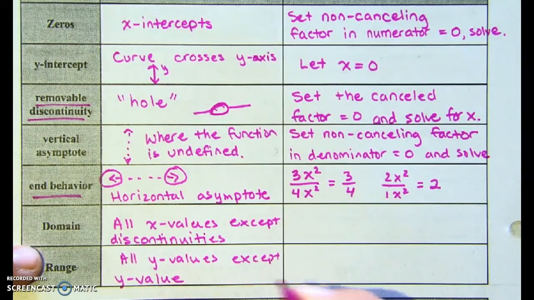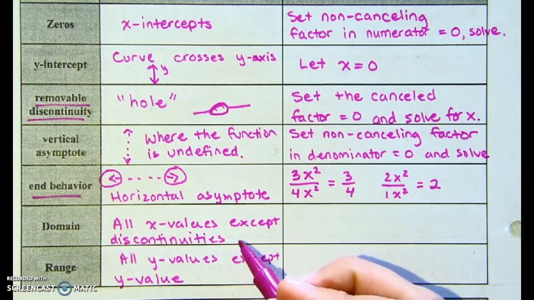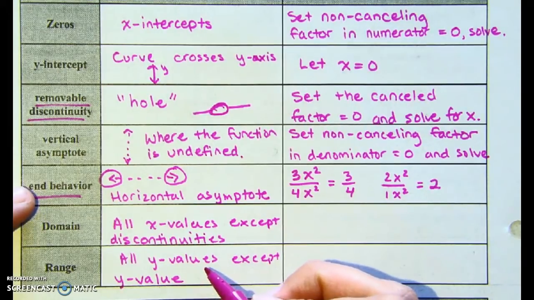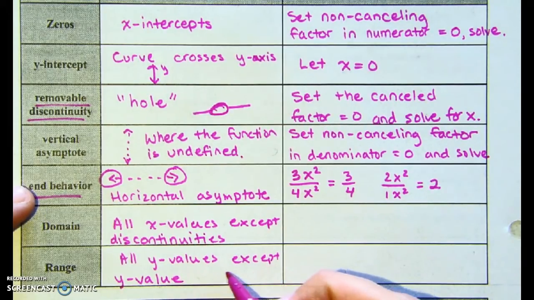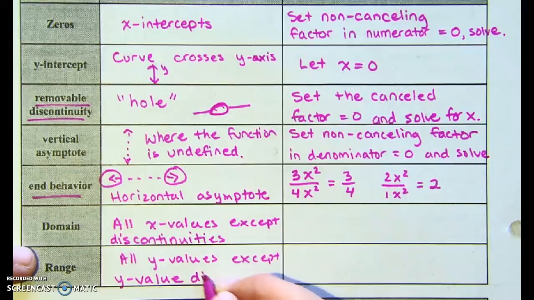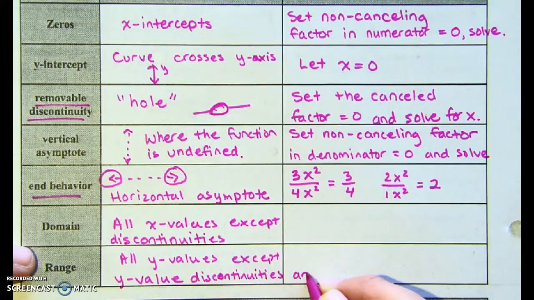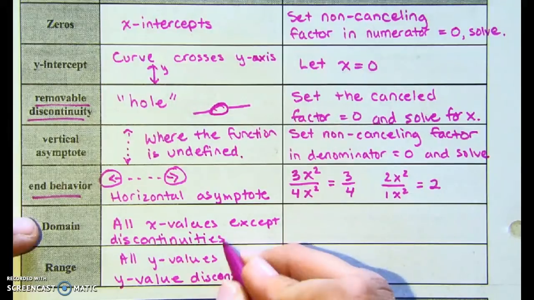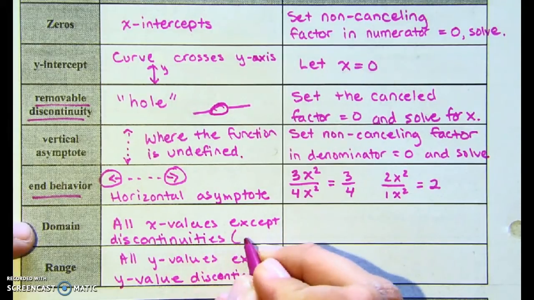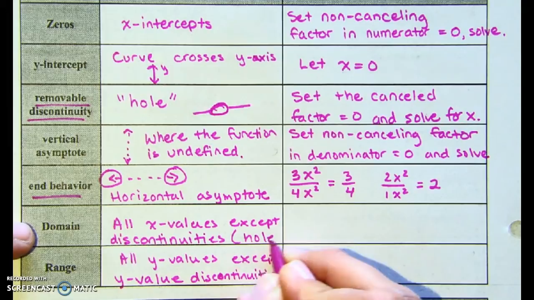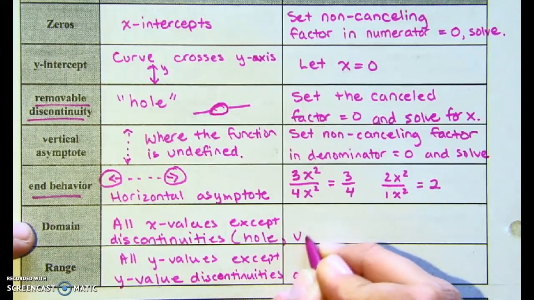So for the range, you have to look at the y value of the hole, and you have to skip over the horizontal asymptote. All y values except y value discontinuities and the horizontal asymptote. You got to skip over that. All y values except discontinuities. In the range here, that would be the hole you're jumping over and the horizontal asymptote.